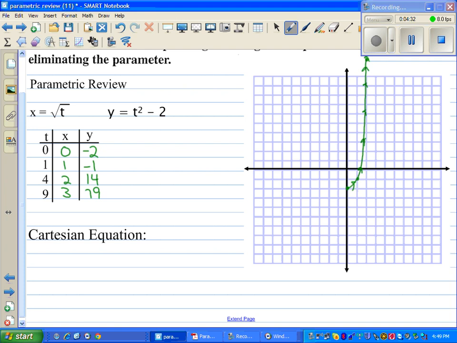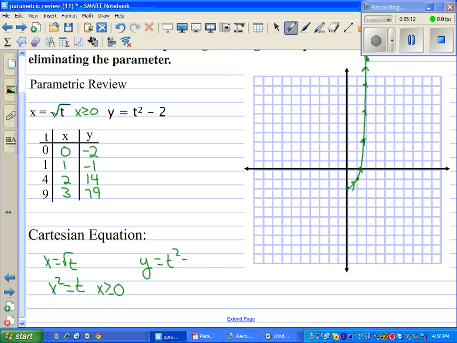Now we want to write this as a Cartesian equation, and I want you to notice that because we have the square root of t here, x will never be negative. So x will always be greater than or equal to 0, and that's important to note when we write the Cartesian equation. We have x equals the square root of t, square both sides, you get x squared equals t, noting the fact that x still has to be greater than or equal to 0. You can't take the square root of t and get a negative answer, therefore you cannot allow x to be negative.